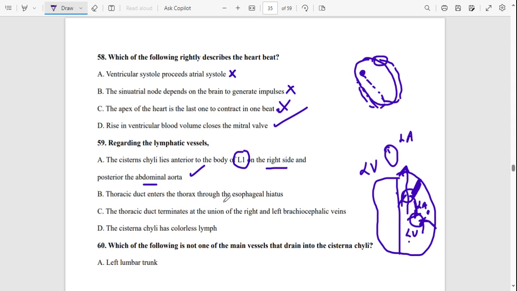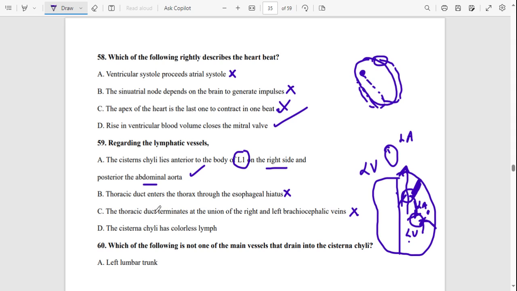Thoracic duct enters the thorax through the esophageal hiatus. We had said, can you remember what we had said? The thoracic duct enters via the aortic hiatus, not the esophageal hiatus. Thoracic duct terminates at the union of the right and left brachiocephalic veins. Is this true? It will terminate where there is the junction between the left internal jugular and the left subclavian.